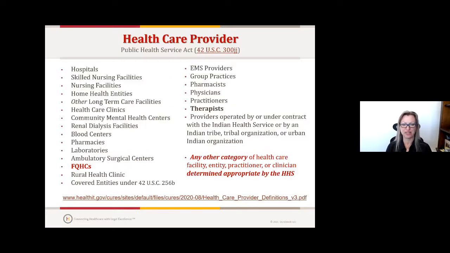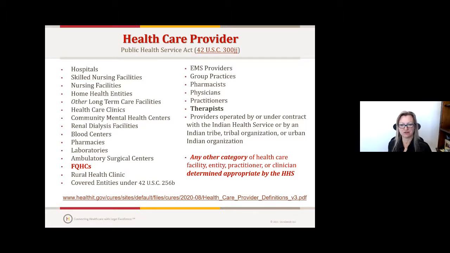Now, are you the type of healthcare provider that needs to comply? Well, you can go to this list. The rule cross-references the Public Health Service Act, and you can take a look at this list. If you're on this list, you have to comply. If you are not on this list, then you are at least not the type of healthcare provider that needs to comply with this rule.